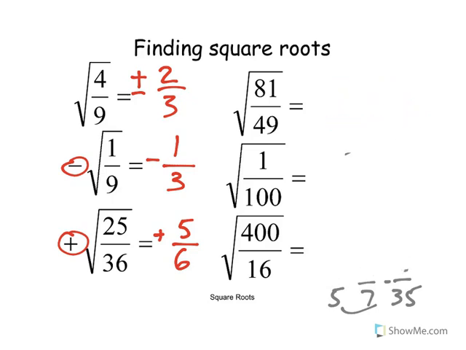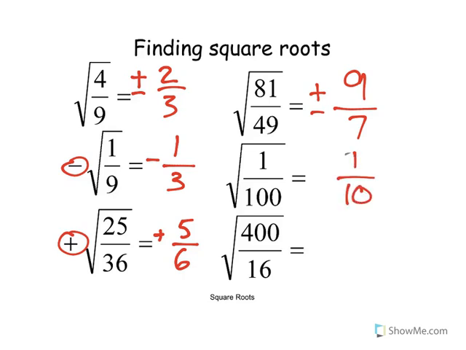All right? Same thing all along here, guys, right? So square root of 81 is 9. Square root of 49 is 7, so plus or minus 9/7. Square root of 1 is 1. Square root of 100 is 10, so plus or minus 1/10. Square root of 400 is 20, and the square root of 16 is 4. Well, 20/4 is 5. Now, what could I have done?